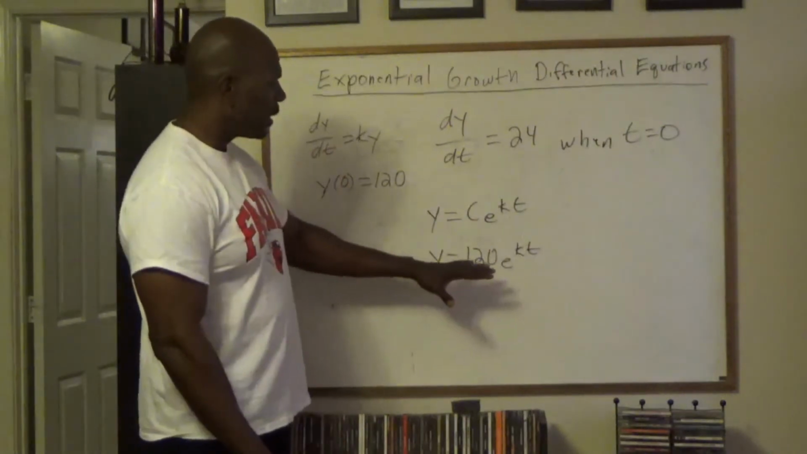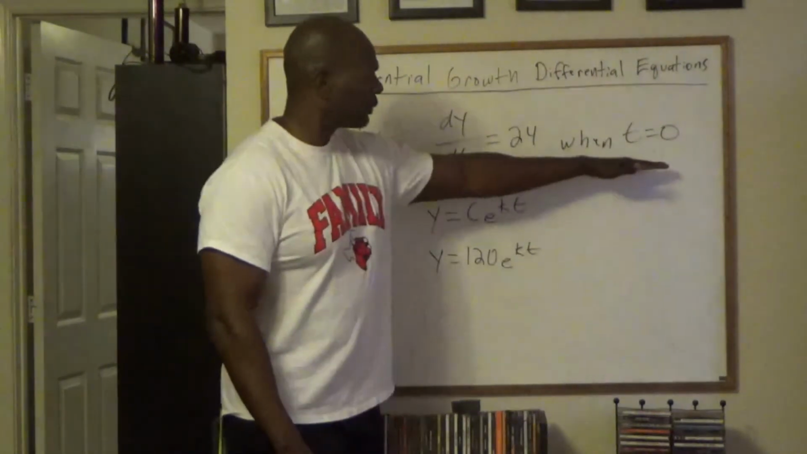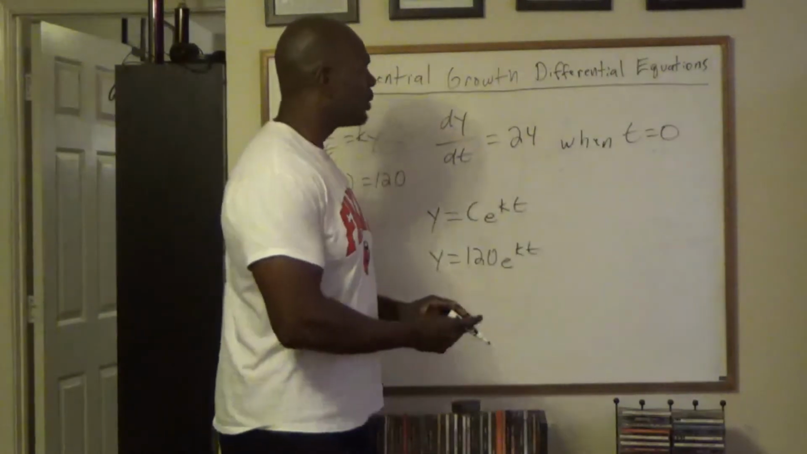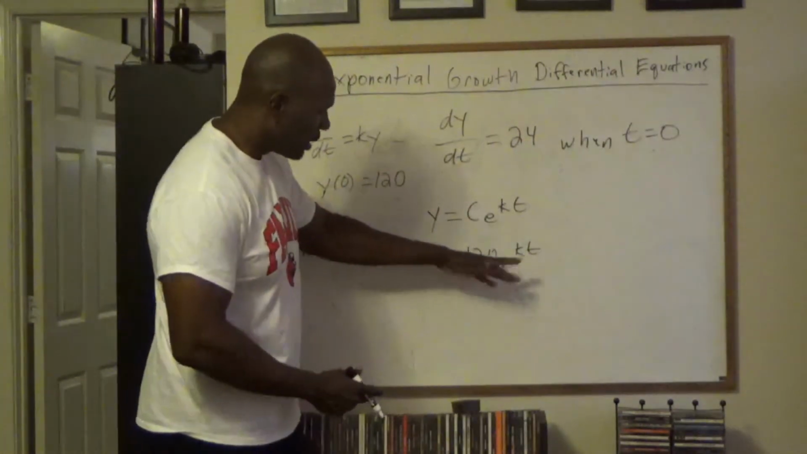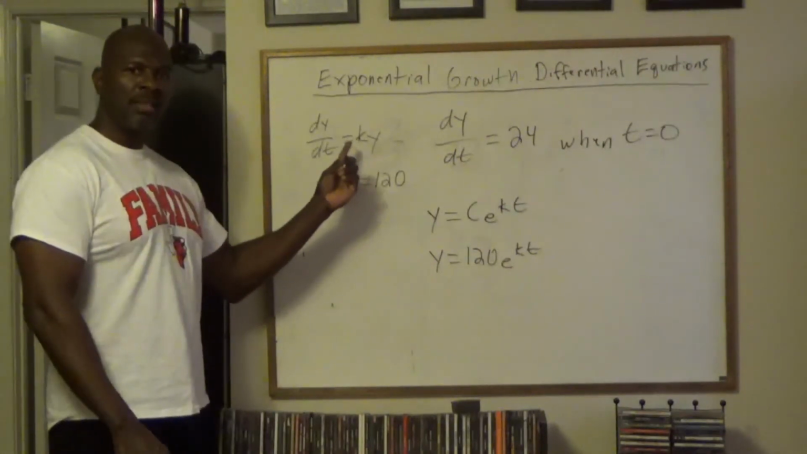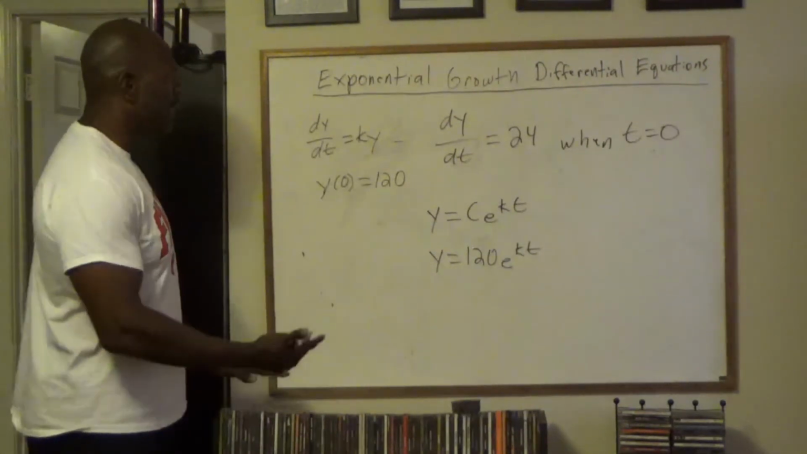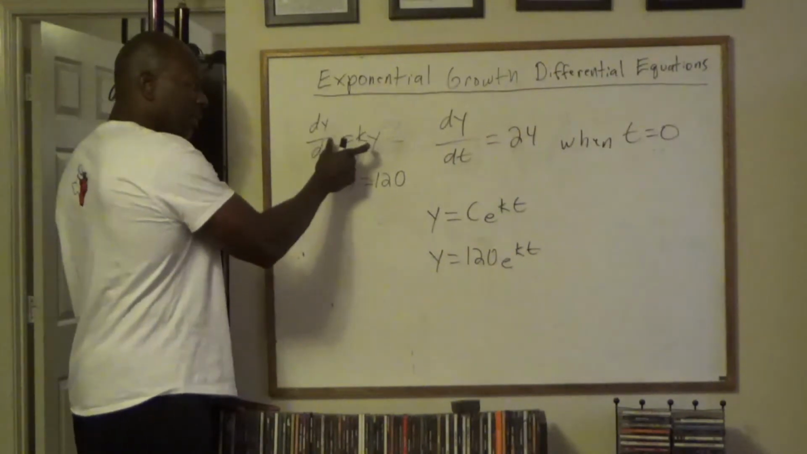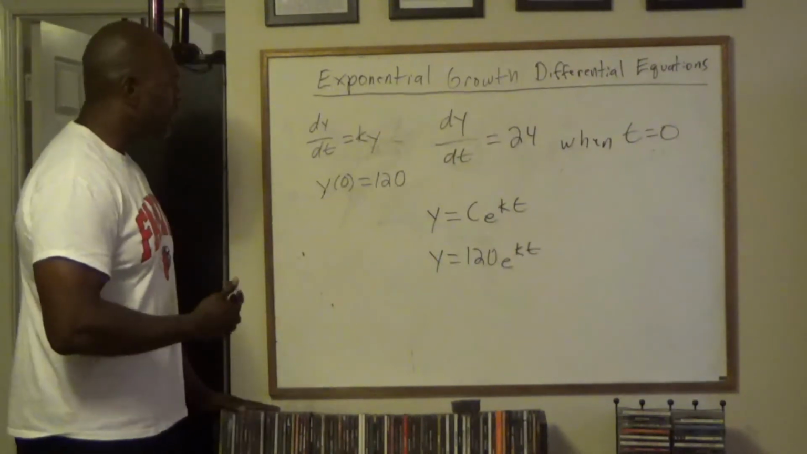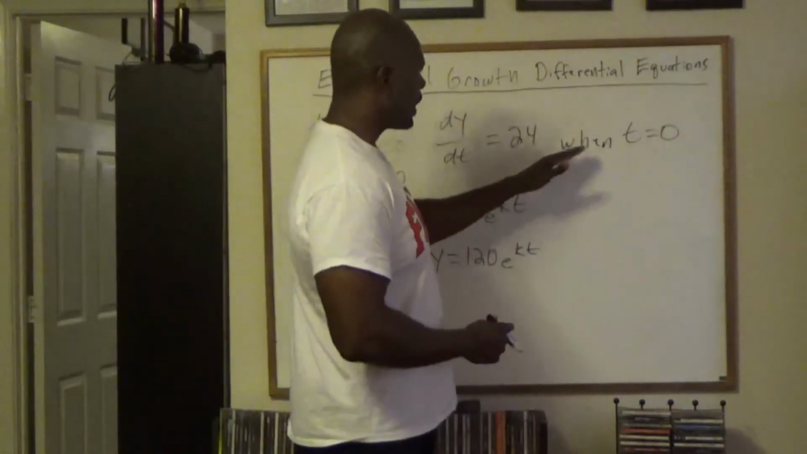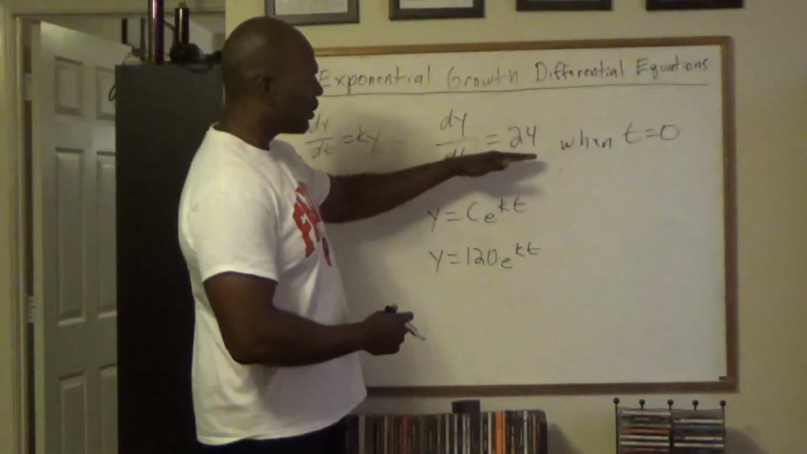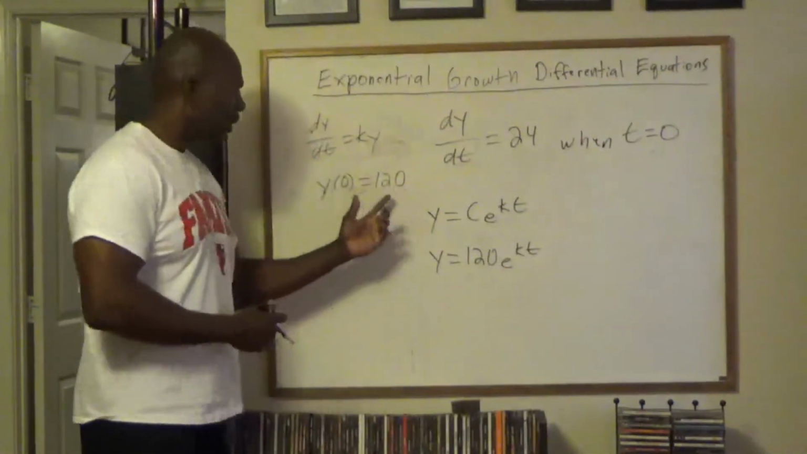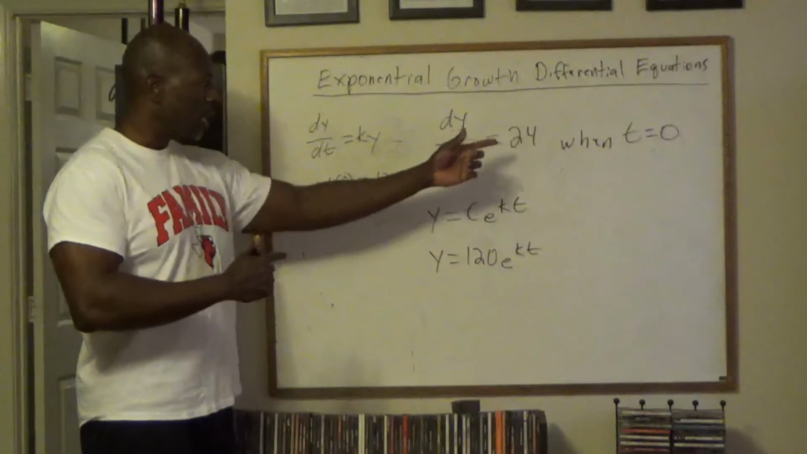Now to solve for k, I'm going to use this condition. But notice this condition is dealing with dy by dt, so I'm not going to use it on this guy. Notice there's also a k in this guy, the differential equation. As long as I have the rate and a value for y, I can solve for k using it. Now you may say, well, you don't have a value for y here. This is saying the rate dy by dt is 24 when t is 0. That's true, but I also know that when t is 0, the value of y is 120. So I do know the value of y when t is 0.